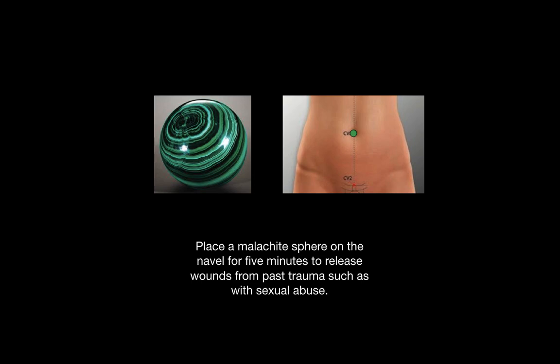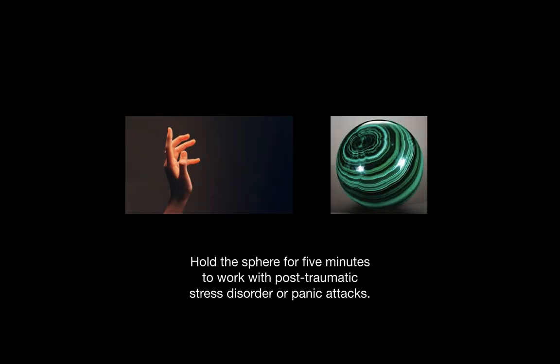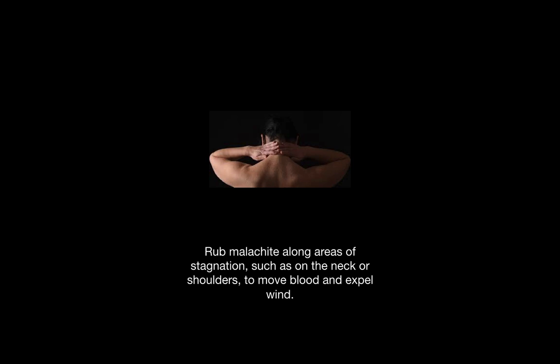Place a malachite sphere on the navel for 5 minutes to release wounds from past trauma, such as with sexual abuse. Hold this sphere for 5 minutes to work with post-traumatic stress disorder or panic attacks. Rub malachite along areas of stagnation, such as on the neck or shoulders, to move blood and expel wind.